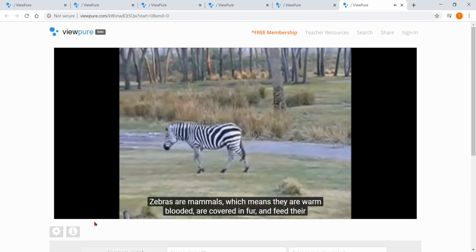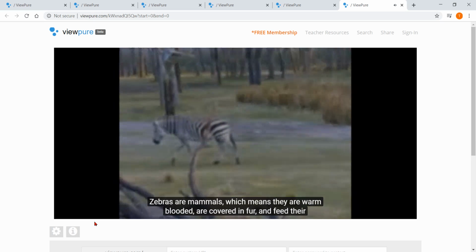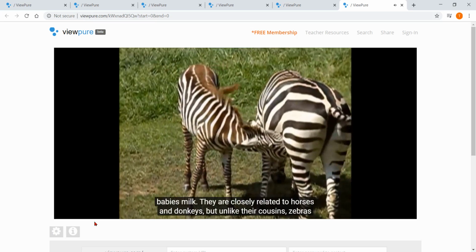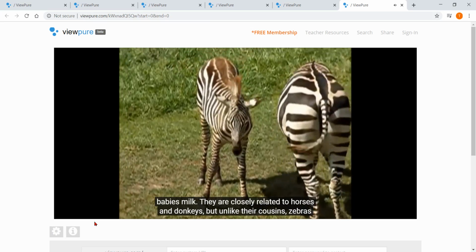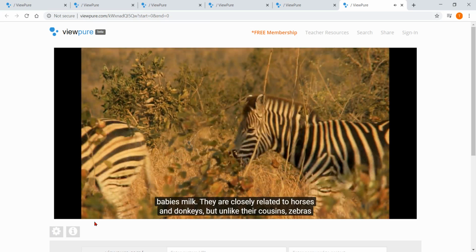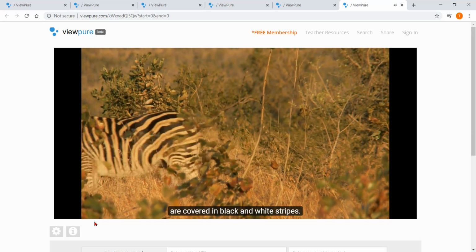Zebras are mammals, which means they are warm-blooded, are covered in fur, and feed their babies milk. They are closely related to horses and donkeys, but unlike their cousins, zebras are covered in black and white stripes.